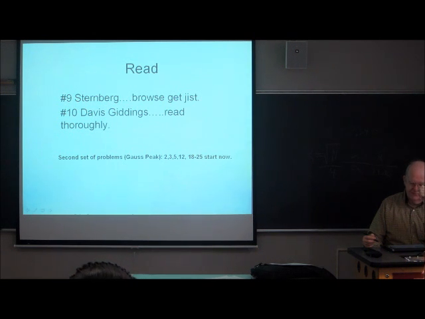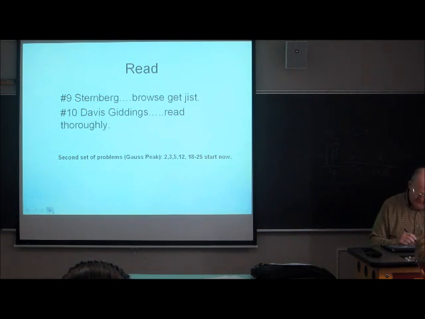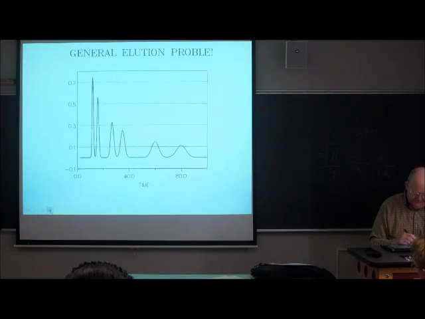The other paper is number 10. It's the Davis-Giddings paper, where they introduce the statistical overlap theory. This one, you've got to read it, and read it thoroughly. It's a difficult, challenging paper.